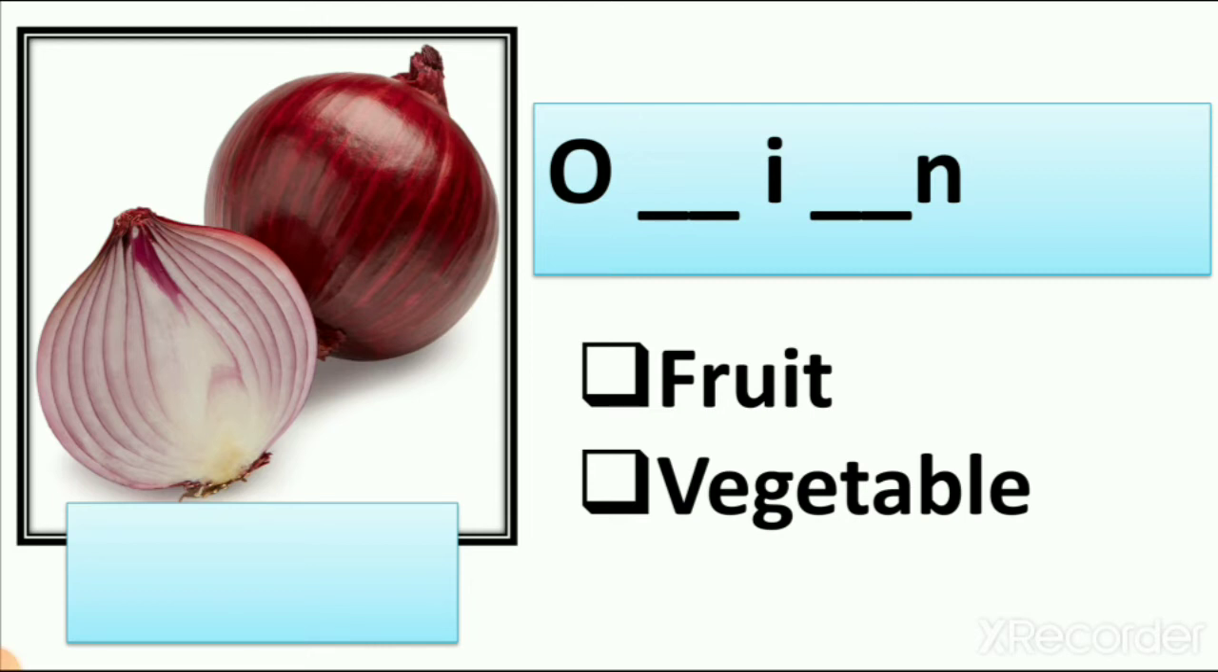We have O, then we write N, then I, then again O and N. So what is the spelling of onion? O-N-I-O-N. Onion. So let's write here the spelling onion. So you write in your book onion. So is onion a fruit or vegetable? We use it in salad also. We use this in our food to make food tasty.